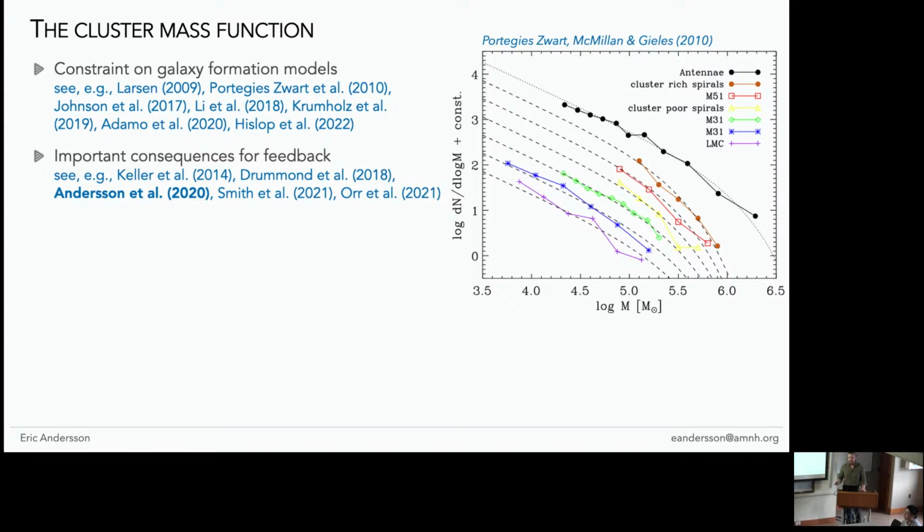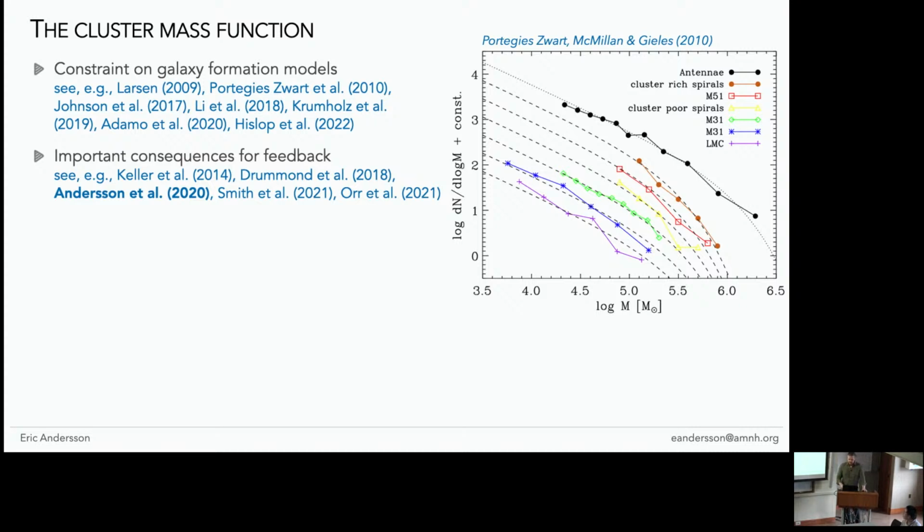So this is something that we can use as a constraint on numerical models. It's also very important. The shape of this mass function is very important for how feedback proceeds in galaxies. So if you're interested in understanding how stars inject energy, this is something you need to be concerned about.